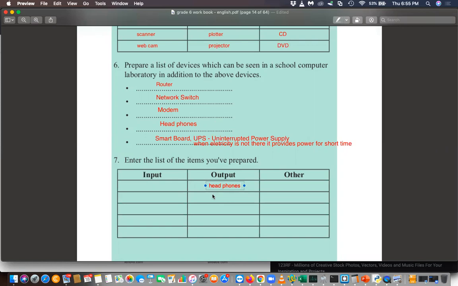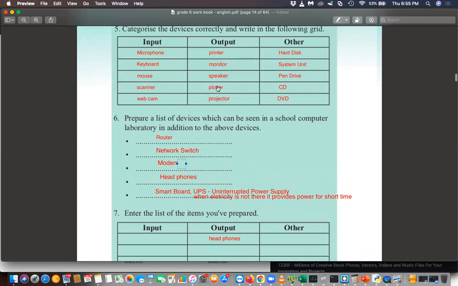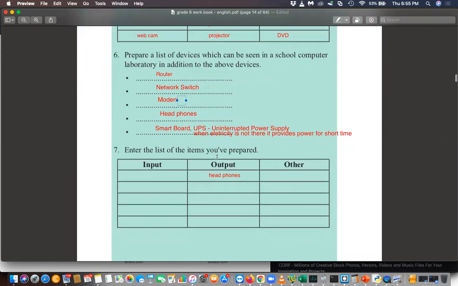And plotter. So plotter we have already placed there, right? It is already there, so it's asking from this additional list. Plotter we have already placed from this. Smart board is also working as an output device. All other devices fall into other categories: router, network switch, UPS, and modem fall into this category.